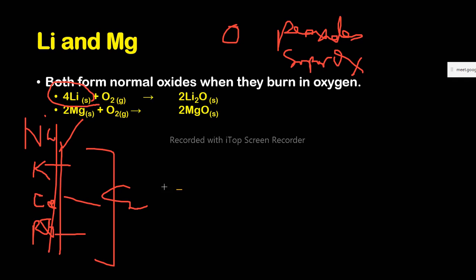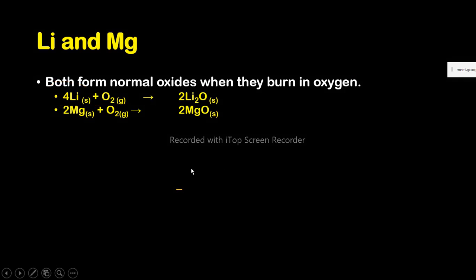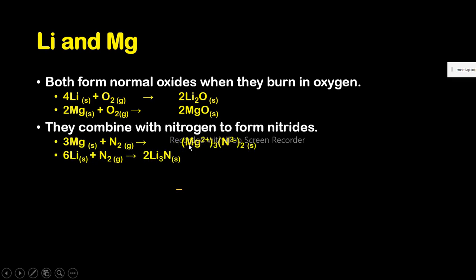And all group 2 elements combine with oxygen to form normal oxides. So do you see that lithium is trying to resemble the group 2 elements? If you can observe that, then you are good to go. Then they combine with nitrogen to form nitrides, both lithium and magnesium.